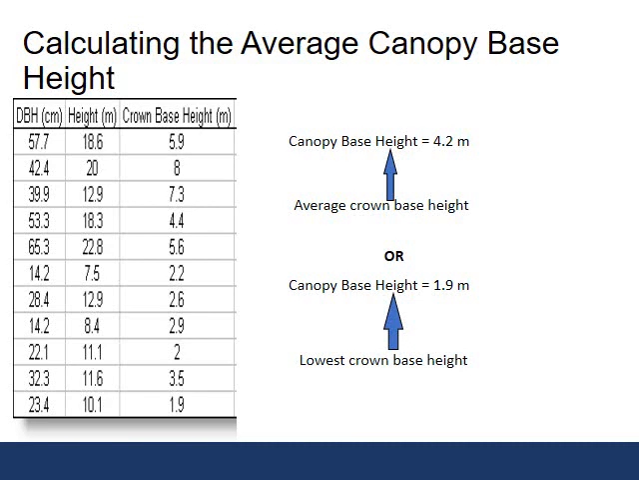Scott and Reinhardt, 2001, suggest that neither the average crown base height nor the lowest crown base height are accurate estimates of the canopy base height, even though both of these estimates have been used in scientific literature. So let's explore a few more ways to estimate canopy base height.